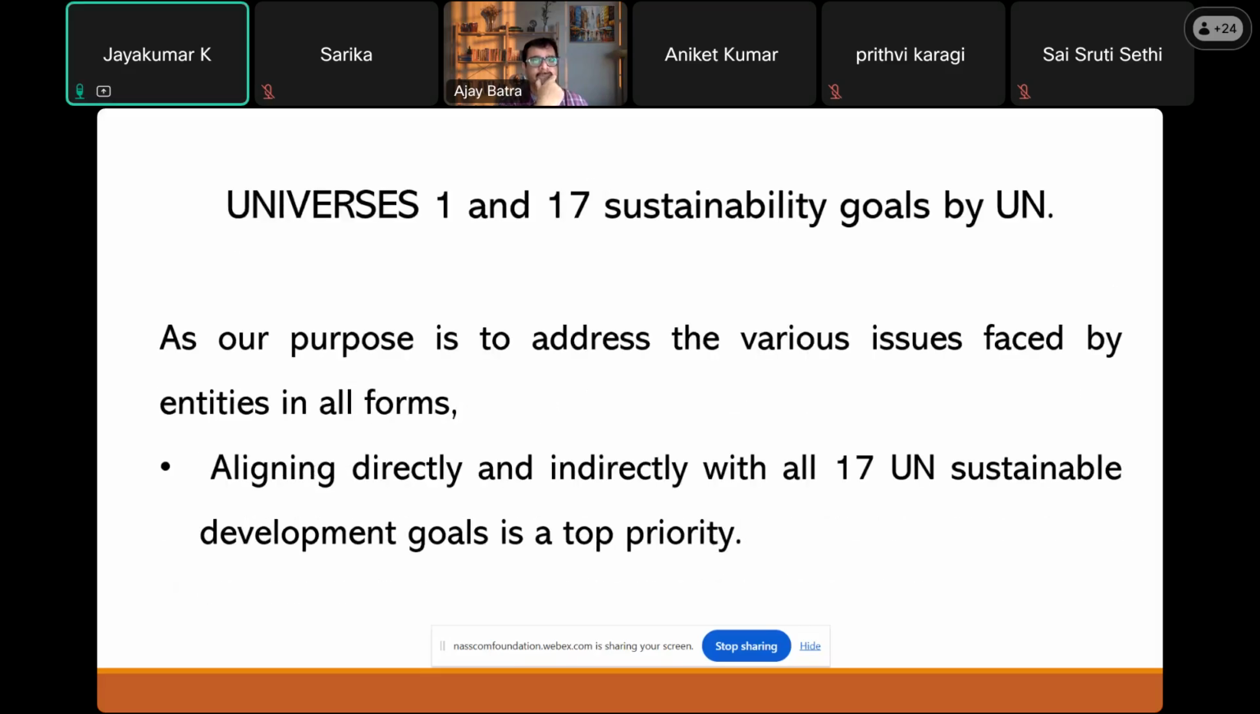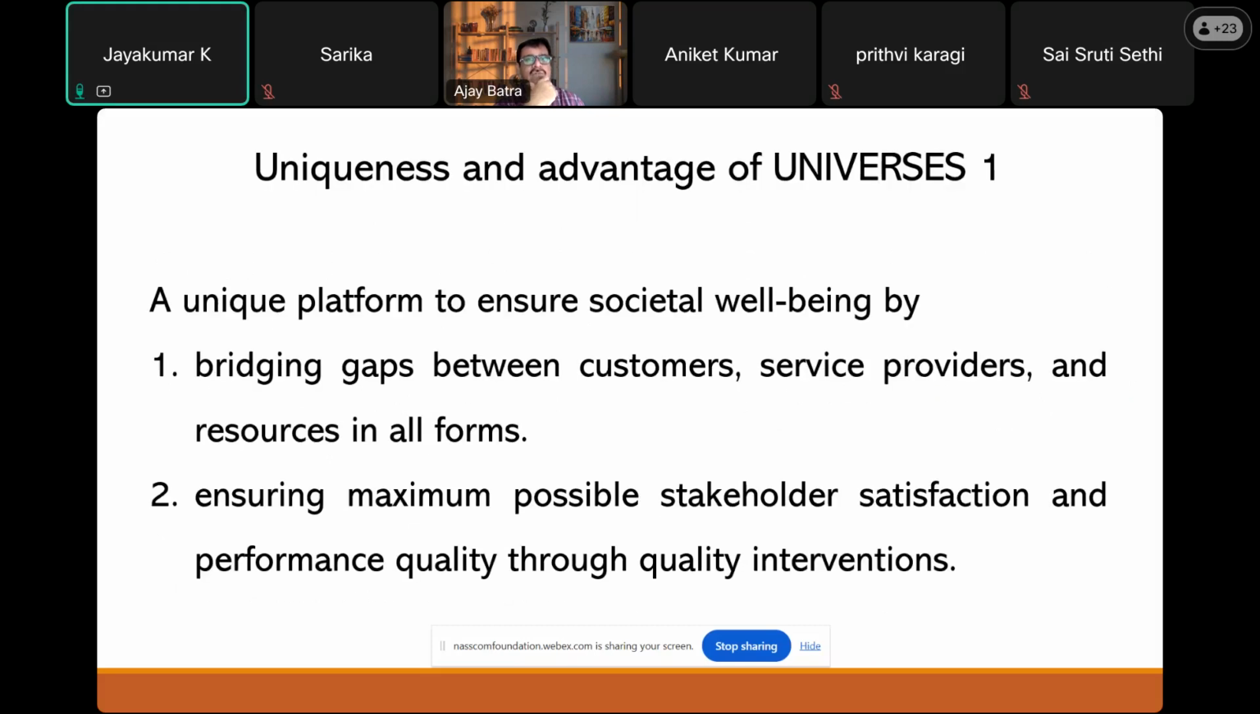Then these are the UN 17 sustainability goals. As our purpose is to address the various issues faced by entities in all forms, aligning directly and indirectly with all 17 UN Sustainable Development Goals is a top priority.